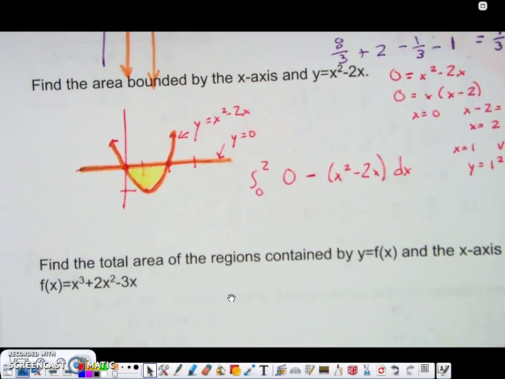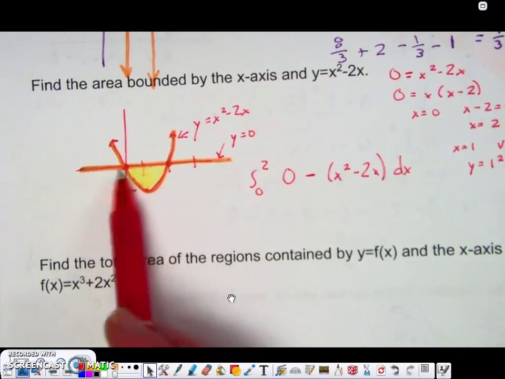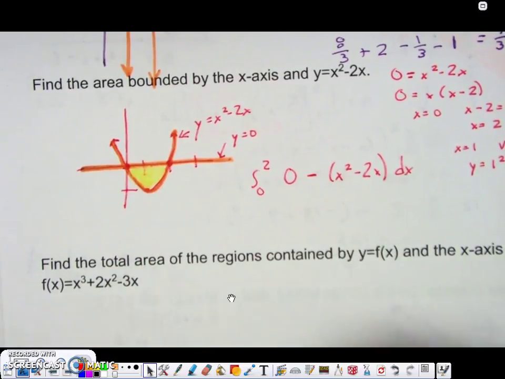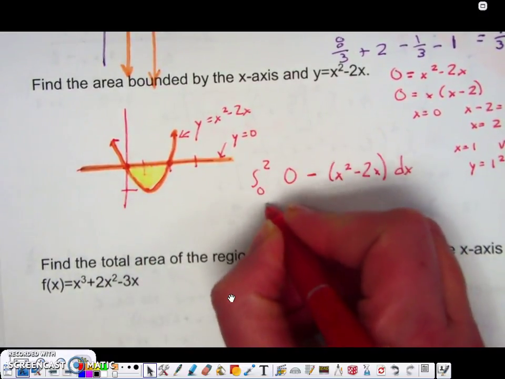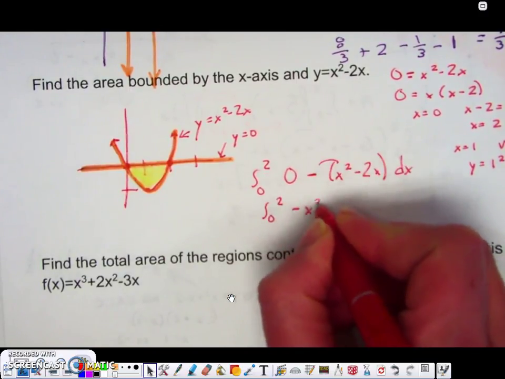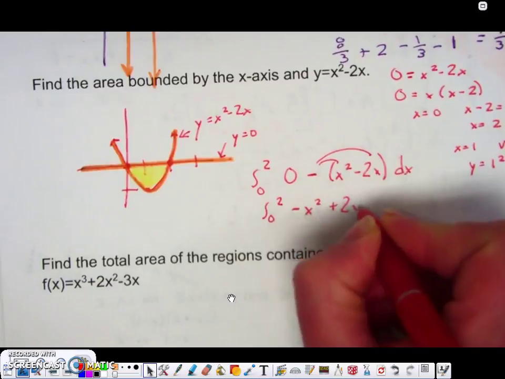Again, we don't have to think through all of that. We can just say top curve minus the bottom curve. Top curve is y equals 0 minus the bottom curve, x squared minus 2x. Okay, so that's pretty easy to integrate. We're just doing the integral from 0 to 2. I'm going to go ahead and distribute my negative: negative x squared plus 2x.